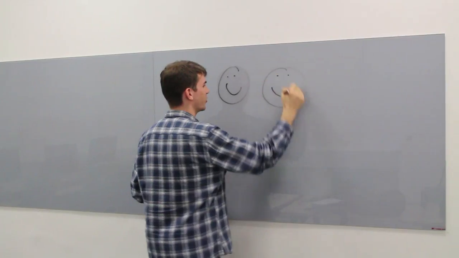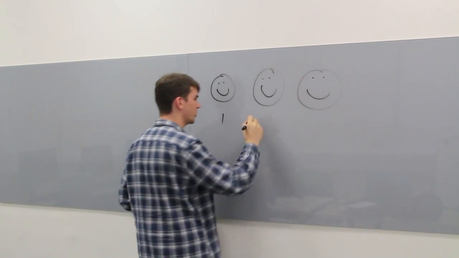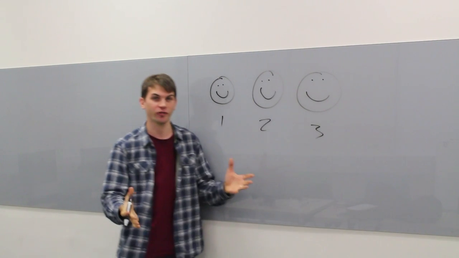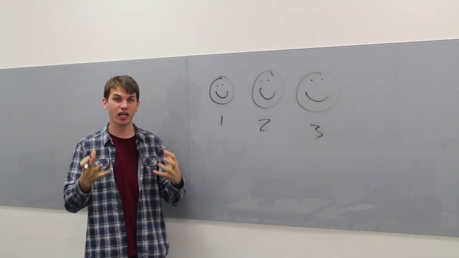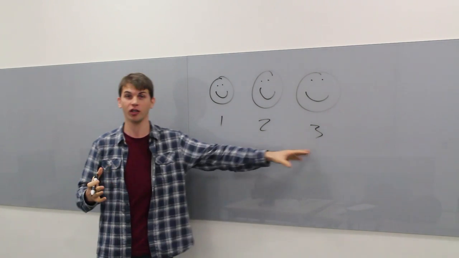So, suppose I'm counting happy faces. Here's one, two, three. And if I was counting apples, I would be using the same numbers to count these things. One, two, three, four, etc. So when we count, what we're doing is we're labelling objects with a fixed standard set of things, namely whole numbers.